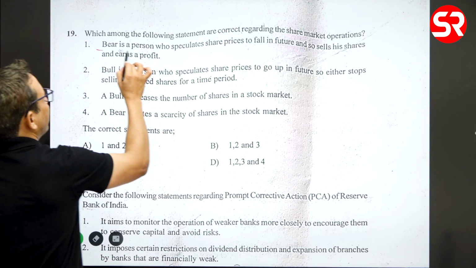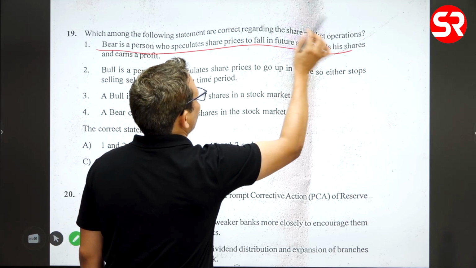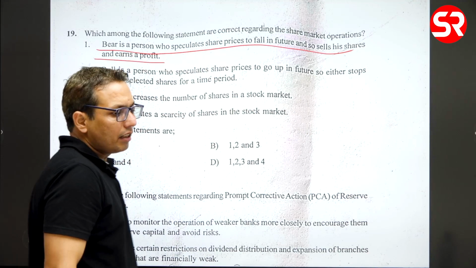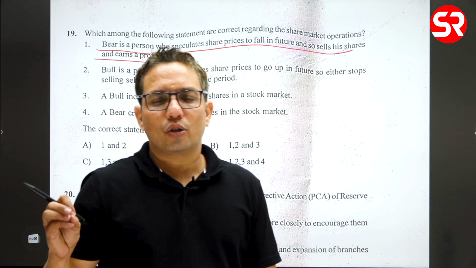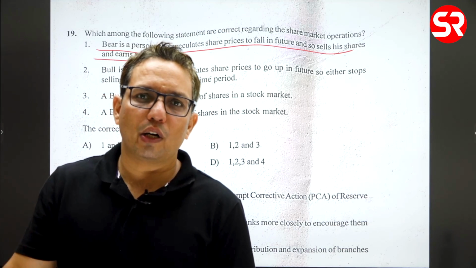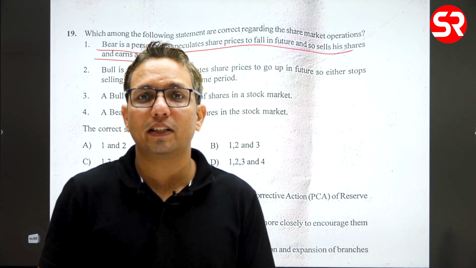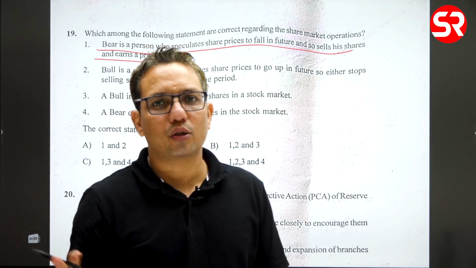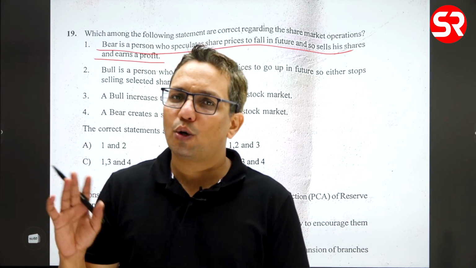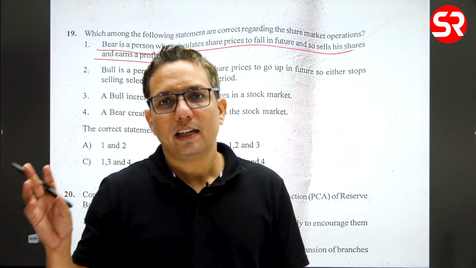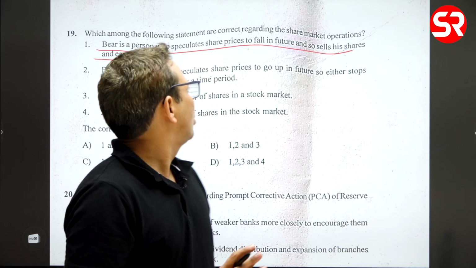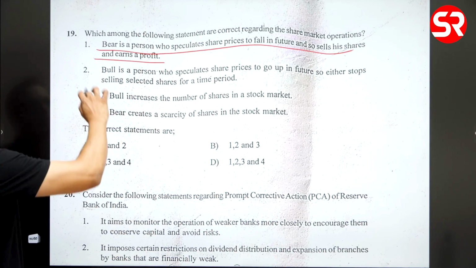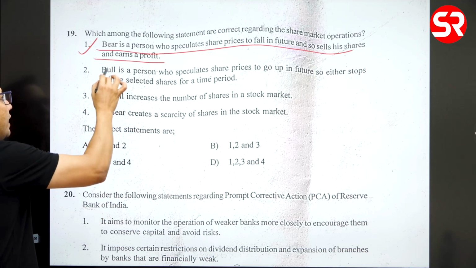A bear is a person who speculates share prices to fall in future and so sells his shares and earns a profit. Yes, a bear is a person who thinks the stock market will go down. Look, why a bear? You would have seen a sloth. Sloth goes very slowly. So when a person is not even hopeful of anything in the stock market, he is said to be a bear. So what is a bear? Who speculates share prices to fall in future. This statement is correct.